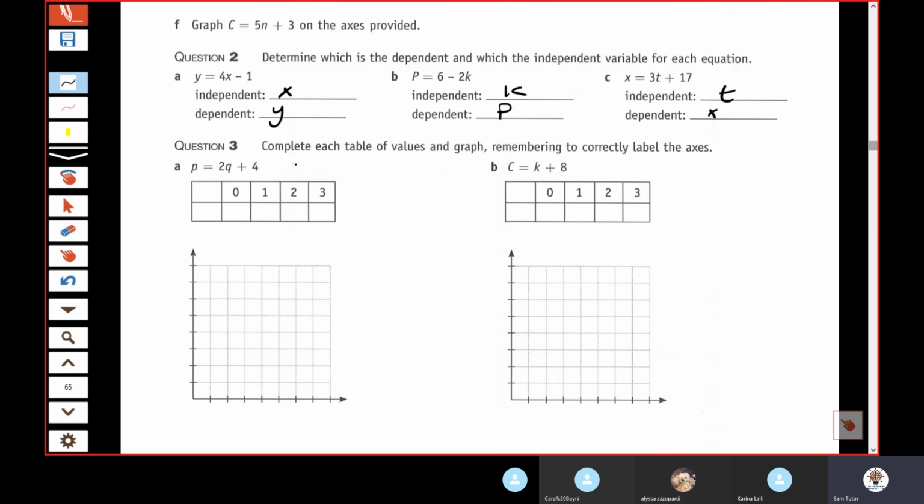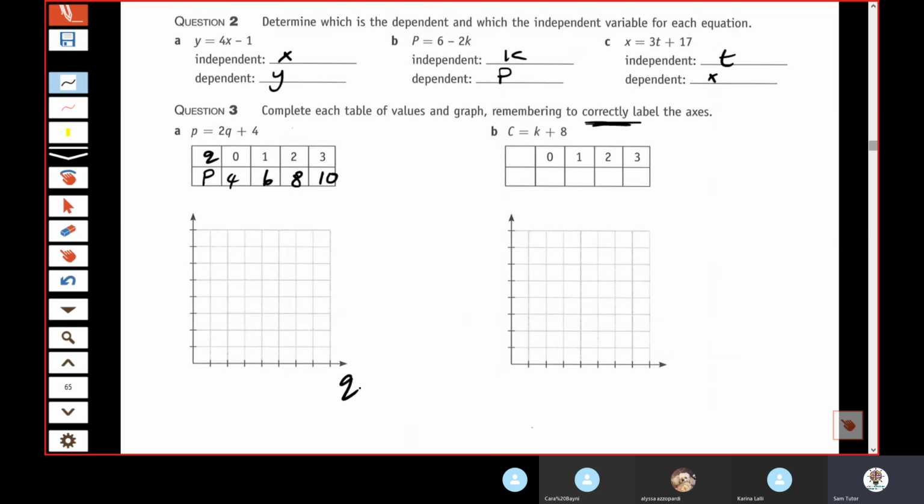And you do it all again. So look, complete the table of values and graphs, remembering to correctly label the axes. So this is what letter? This would be Q, this would be P, 0 times 2 plus 4, 1 times 2 plus 4, 2 times 2 plus 4, 3 times 2 plus 4. And then of course, Q and P.